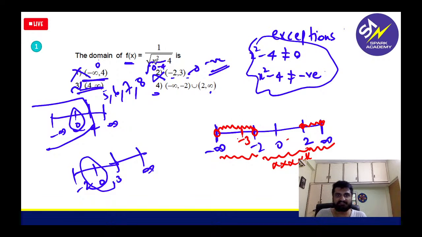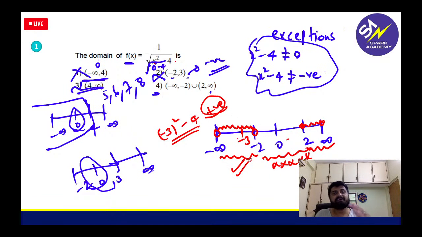If I substitute minus 3 whole square, it's positive only. If you substitute minus 3 whole square minus 4, this is a positive value only, right? Same thing, minus 4 positive. So this interval is satisfying. 2 to infinity, again, 3, 4, 5 and so on. So 2 to infinity means what? 3, 4, 5, 6, 7, 8, 9, 10, like that up to infinity. All these values you will again definitely get positive.